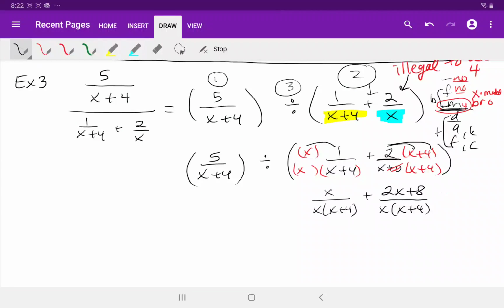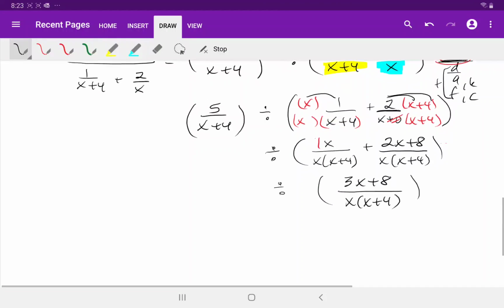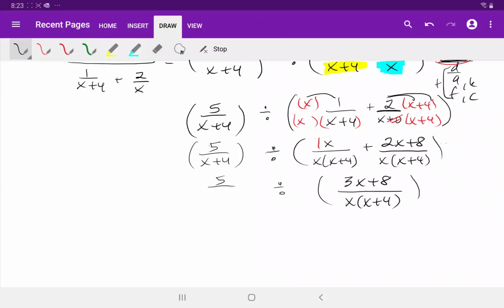I'm on A, add the numerators. So there's a 1 in front of that x. So add the numerators: 3x plus 8, divided by... keep the denominator, x plus 4, divided by... This one, I think I'm going to leave the parentheses off this step. There you go. So what do I do now?